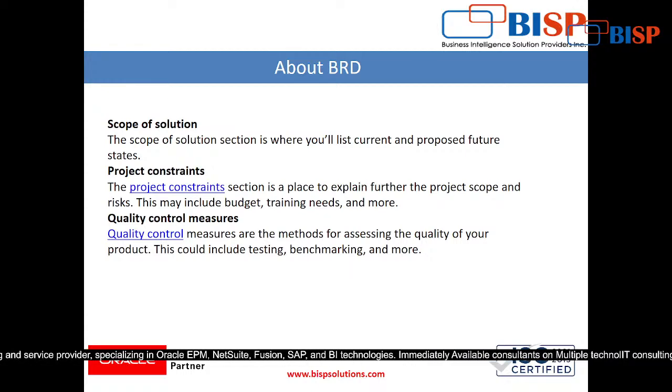Quality control measures are the method for assessing the quality of the work product. This could include testing. Testing, as you know, is a most important task. Once we have done all the designing and implementation tasks, before moving into production, we have to go through testing. Now, going through testing means what?